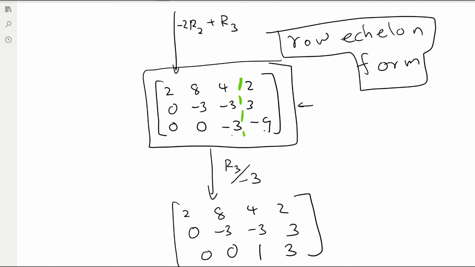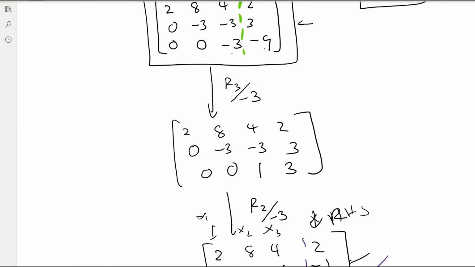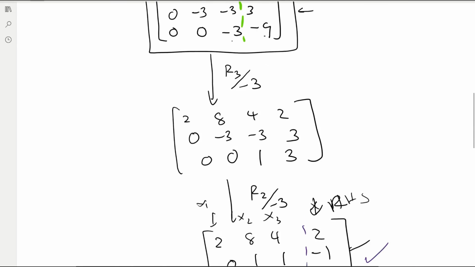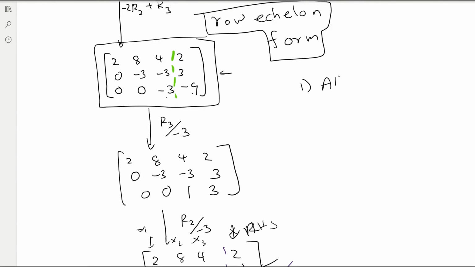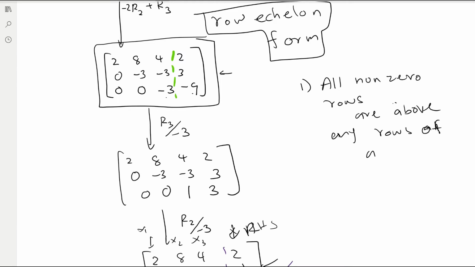Okay, so what's this row echelon form? What qualifies as the row echelon form? So there are three things. Okay, three things should be satisfied. So I'm going to write them down. So the first thing is all non-zero rows are above any rows of all zeros. Rows of all zeros. Okay, so if you have a row with everything zero, that should be on the bottom. Okay, so that's what it's saying, and why, we will actually discuss in a later video.